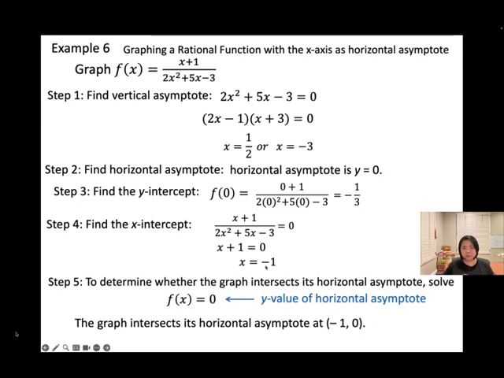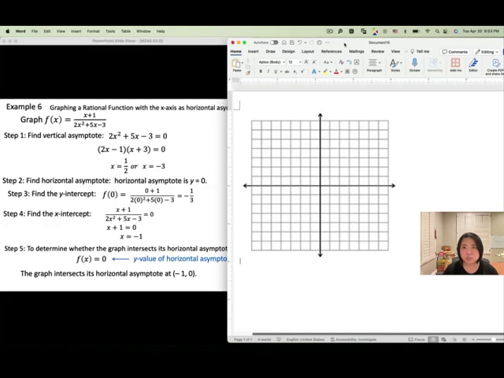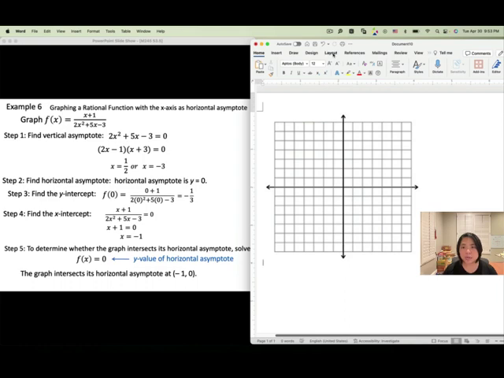So we're gonna get back to the -1 and 0. Okay, -1 and 0. This is our x-intercept, and it also intercepts the horizontal asymptote. Okay, so now we're gonna combine everything together.